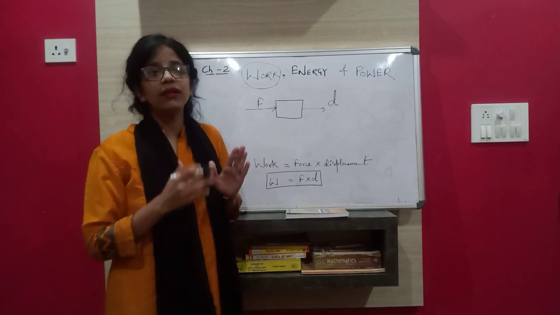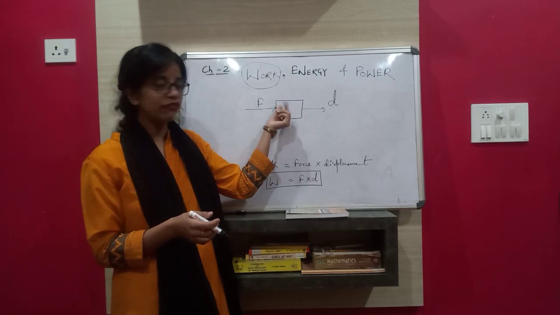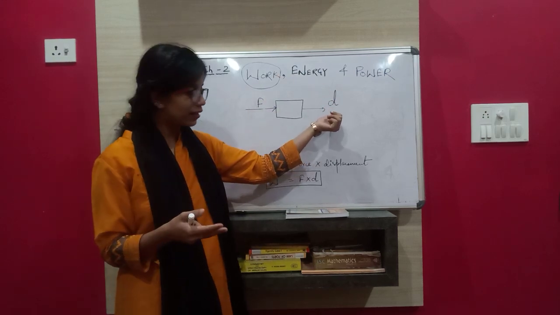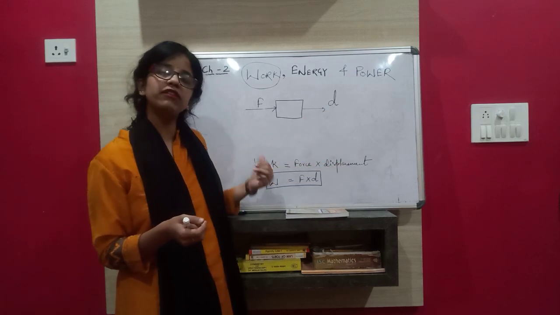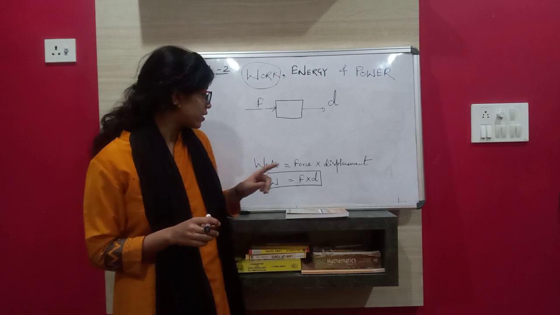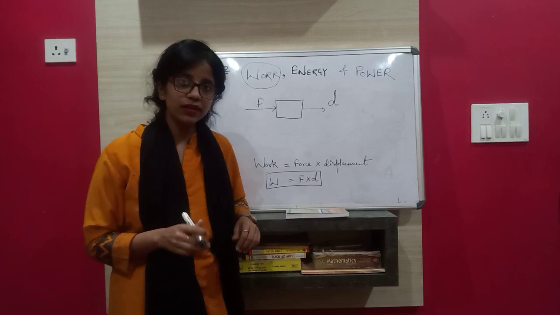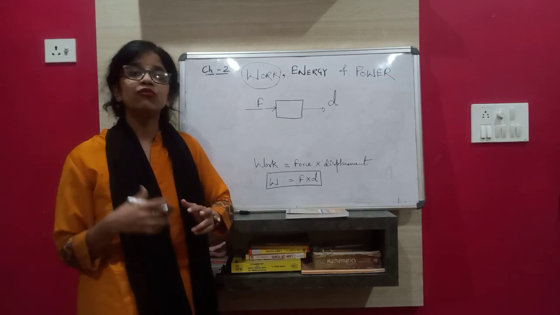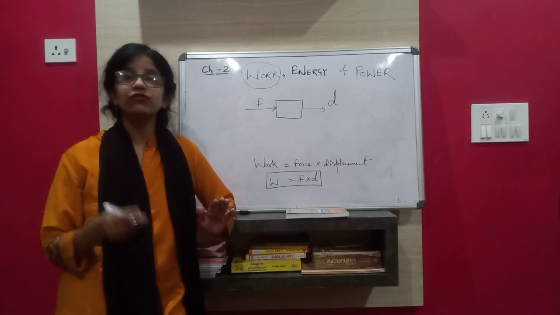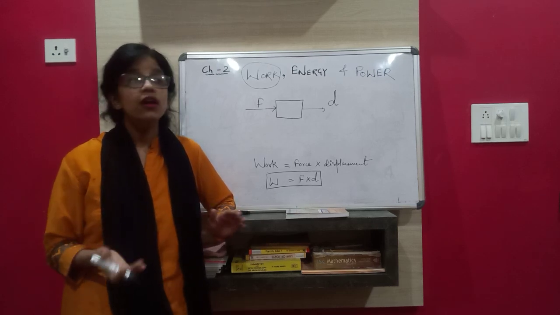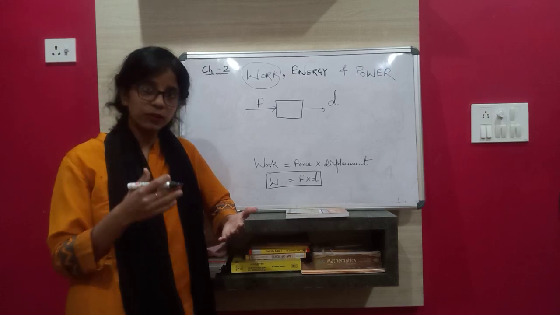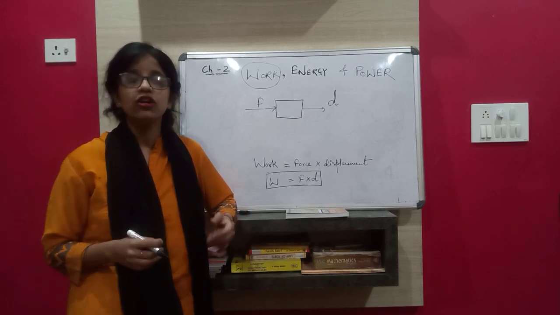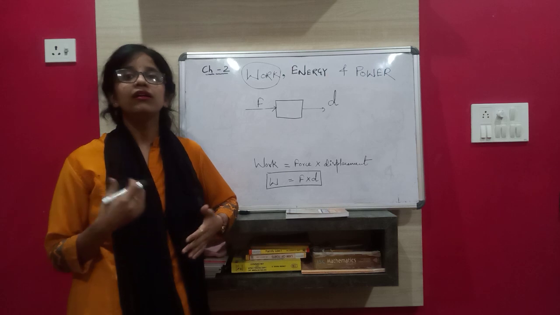So if we assemble the whole definition again: on a body, if we apply force and there is a displacement in the direction of force, then the product of force into displacement will give you a certain amount of work done, that is W is equal to F into D. Now what happens if we apply force but there is no displacement, or the displacement is in some other direction or at some angle? Then how are we going to calculate the work done?